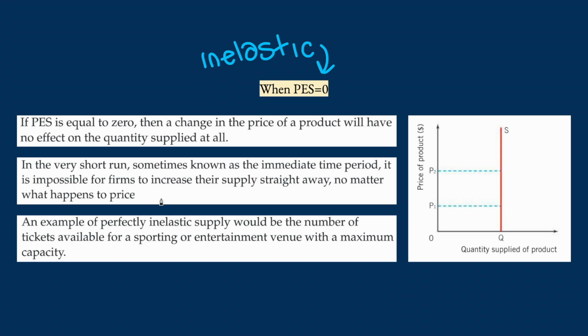Now, if you watched the supply 2.3 video from before, you already know all about short run and long run. But essentially, to summarize it, short run is basically short term when production takes place versus long run is long term when planning takes place for a firm. But right now, we're going to be talking about the short run. So in the very short run, sometimes known as the immediate time period, it is impossible for firms to increase their supply straight away, no matter what happens to the price.